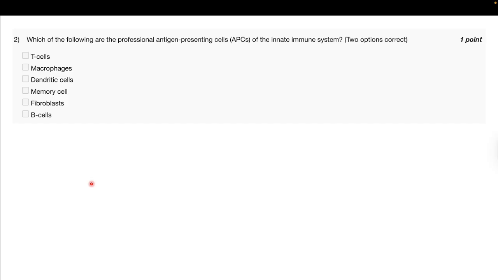Next is, which of the following are the professional antigen presenting cells of the innate immune system? And we have to again choose two correct options. So we just discussed this in the introductory slide. So take your time in going through the options and let me know if you know the answer.